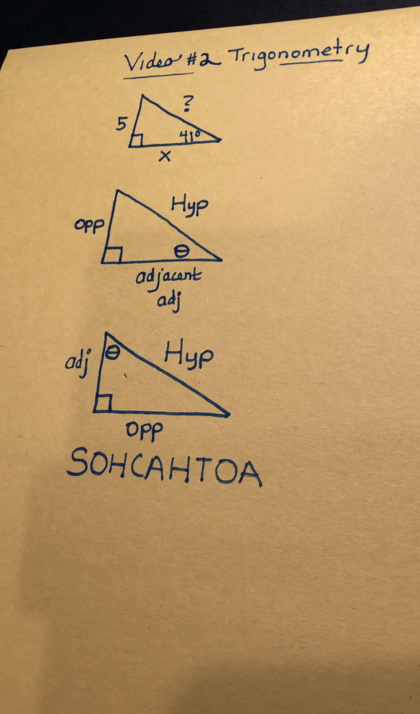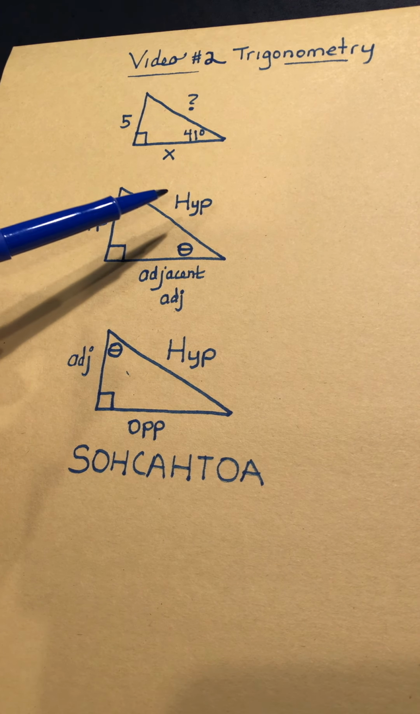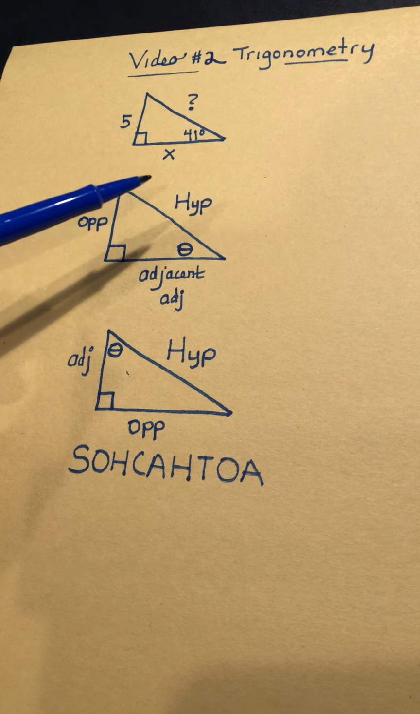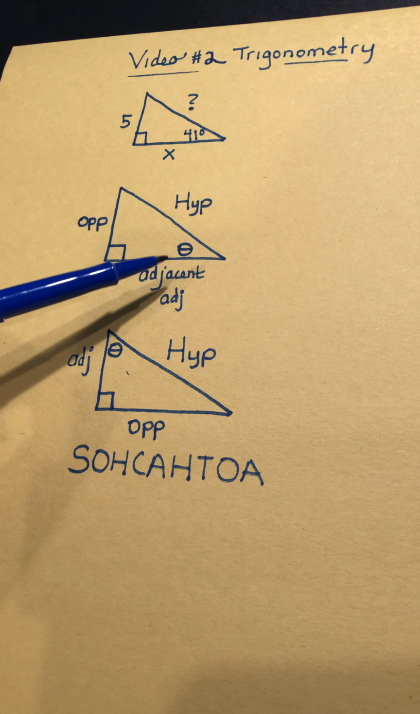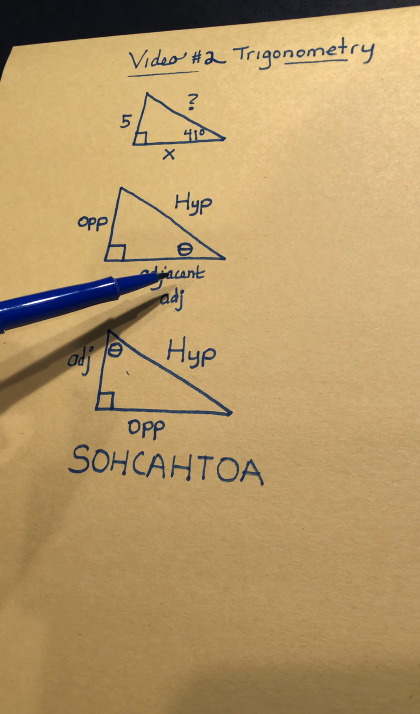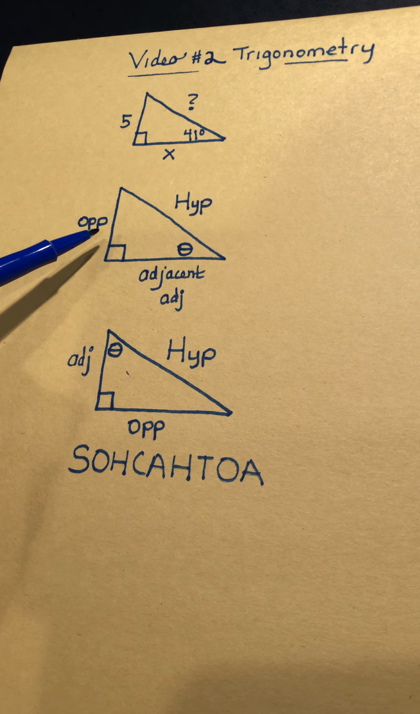In the last video, we said that we need trigonometry when we're only given one side in an acute right triangle. And we talked about how we should label the sides. We said that the hypotenuse is always across from the right angle. If I stand in angle theta, the adjacent side is always next to the angle, and the opposite side is always across from the angle theta.